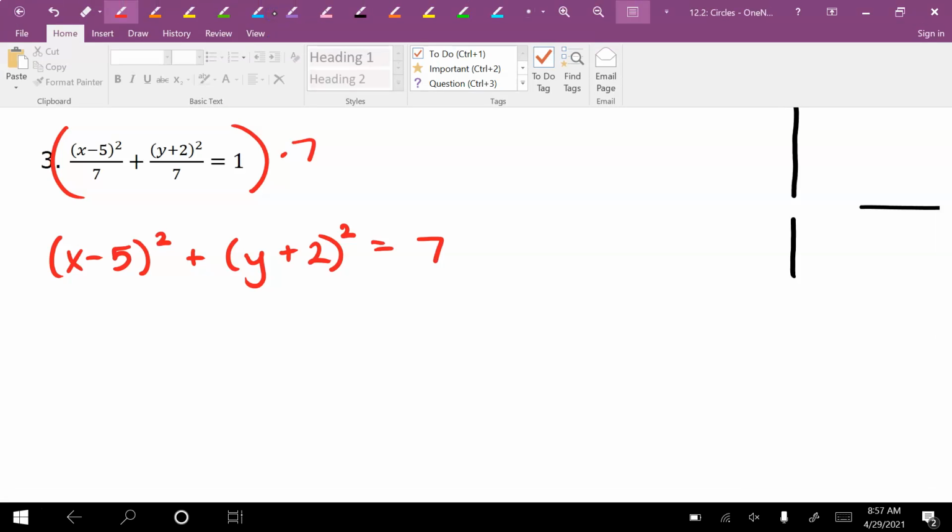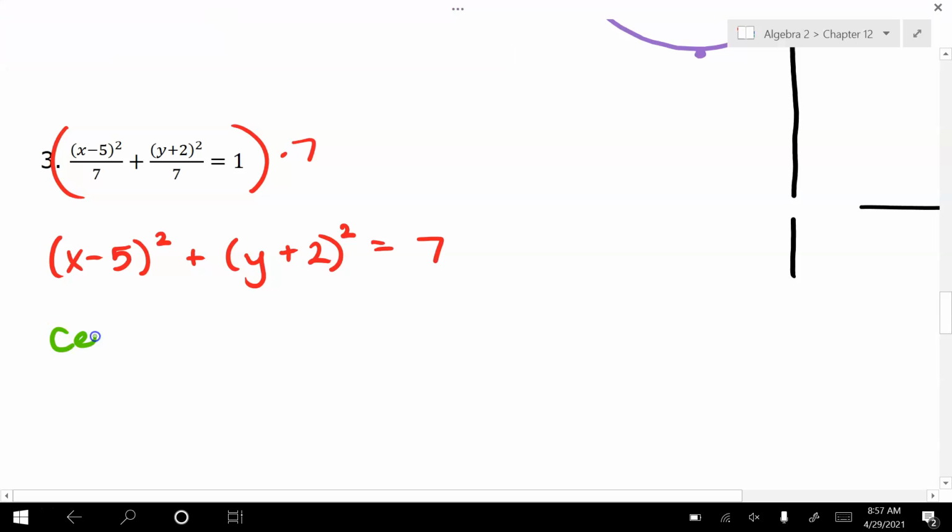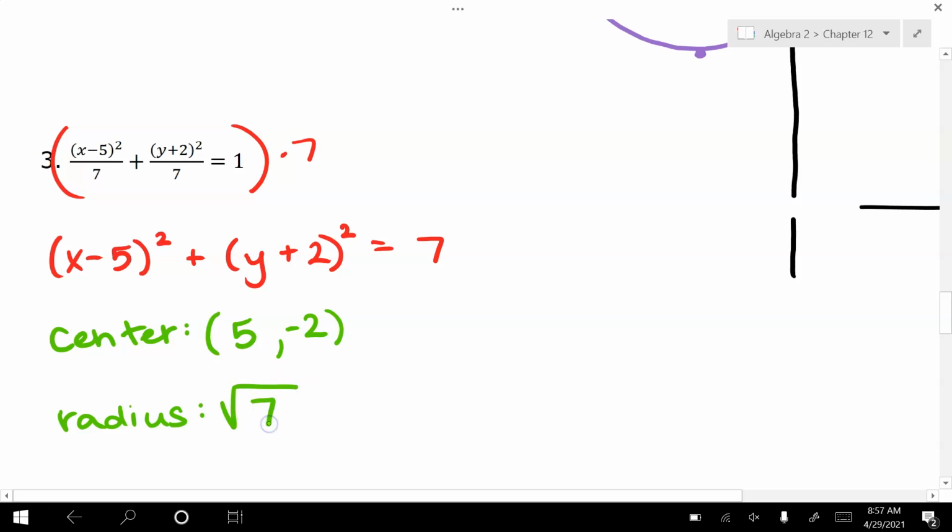Can anyone tell me what the center is going to be for this graph? Good. 5 and negative 2. What's the radius going to be? What are we going to square root? What number? 7. So again, we're not going to get a perfect number here. If I square root this and I round, I get about 2.6.